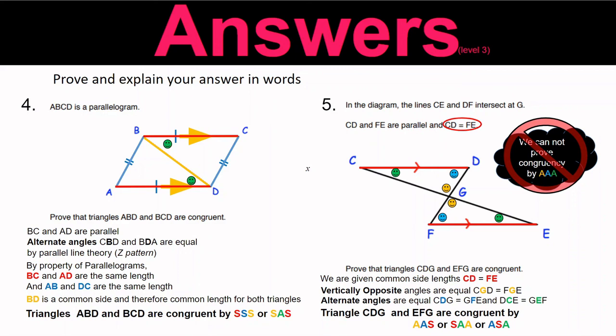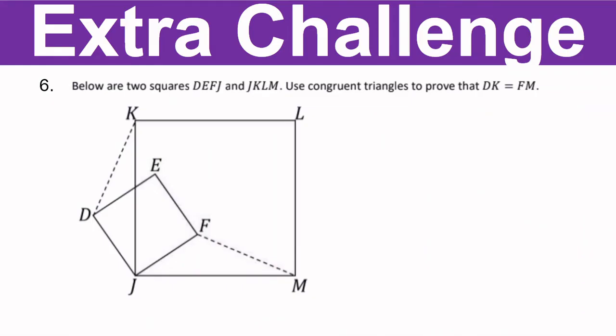Now that's it for our practice questions, but here's a bonus challenge for anybody who feels up to it. I am not going to give you the answer on this one because I want to see who can think it through, and I want you to take the time to think it through for yourself. Here we've got two squares. We're not given any side lengths or angles, but we're told that they are both squares, so think about what you know about squares. Use congruent triangles to prove that length DK is the same as length FM.